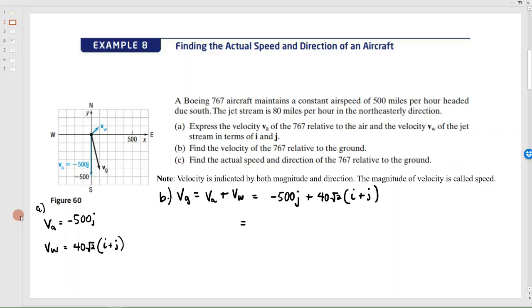If I just put these parts together, there's no i component in the aircraft speed. So we're just going to combine the negative 500 with the 40 times the square root of 2 as our coefficient to j. And then the only thing influencing the x direction is the 40 square root of 2. So I'm going to put 40 square root of 2 times i, and then 40 square root of 2 minus 500 worth of j.